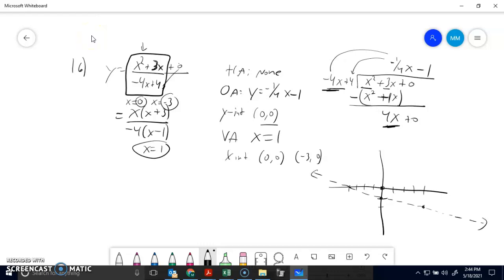I have an intercept of 0, 0, and another one at negative 3, but my vertical is at 1, x equals 1. So it's going to come along this asymptote, hit this point, come up and follow this asymptote, which means it's probably down here. But I just need some points, like 2, 3, and 4 to see where it falls. And I'd say negative 1 to see where it hits down here would be a good point as well.